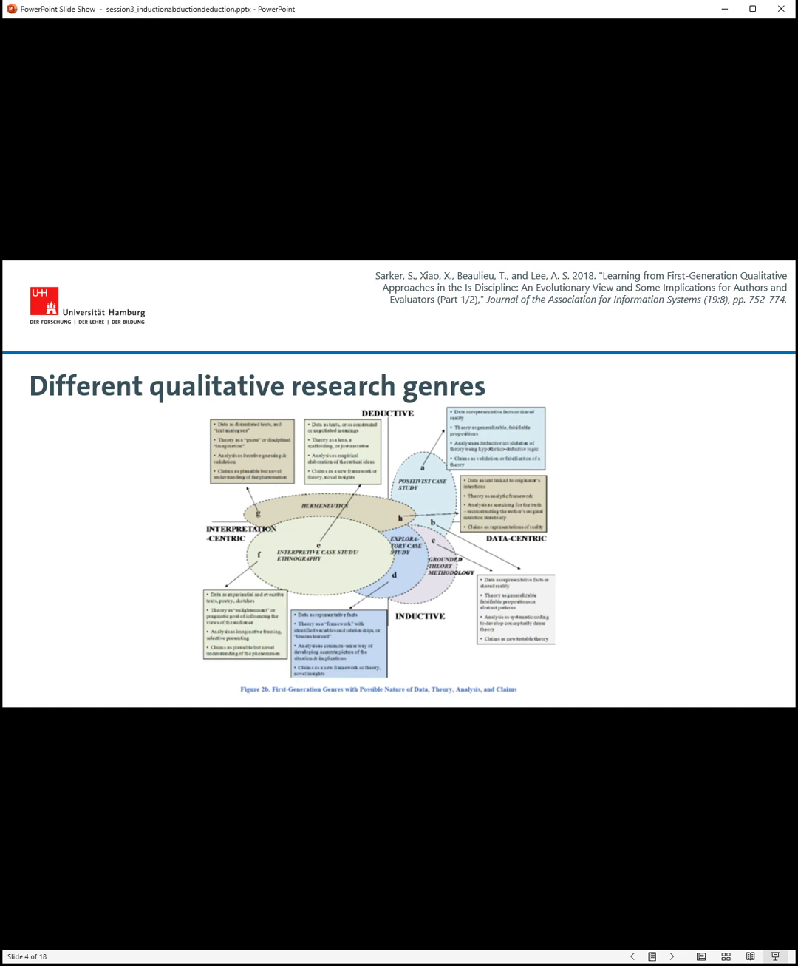And the data-centric versus interpretation-centric we covered in class. This is based primarily on the worldview and the philosophical assumptions that the researcher brings about. On the right-hand side, we have the data-centric view, which aligns with a positivist view of the world. And on the left-hand side, we have approaches that are interpretation-centric, so they align more with an interpretive view of the world.